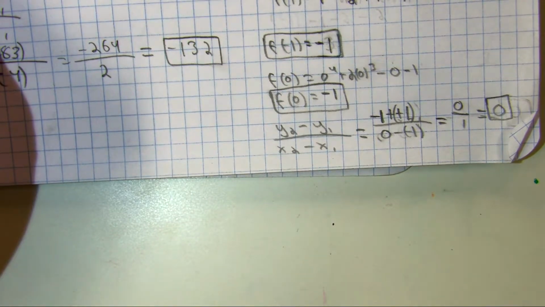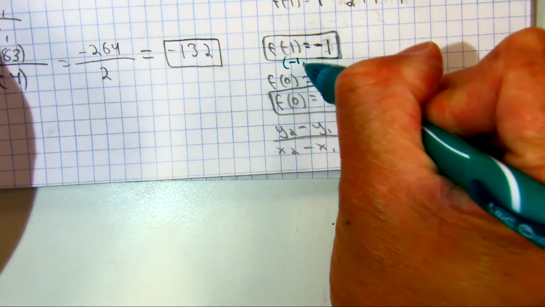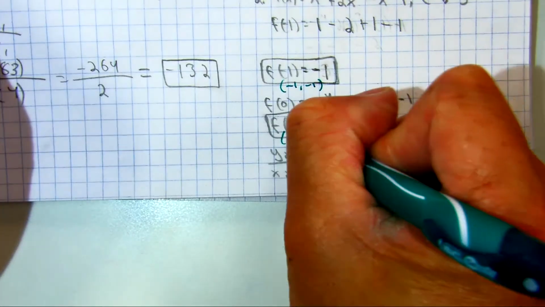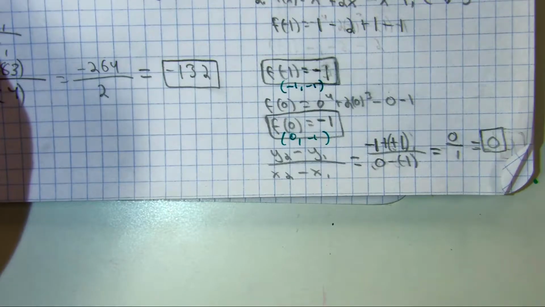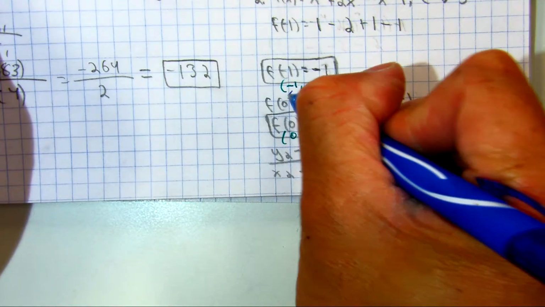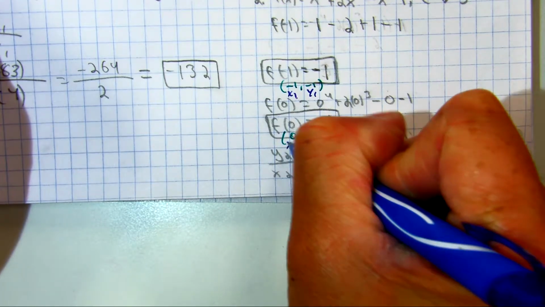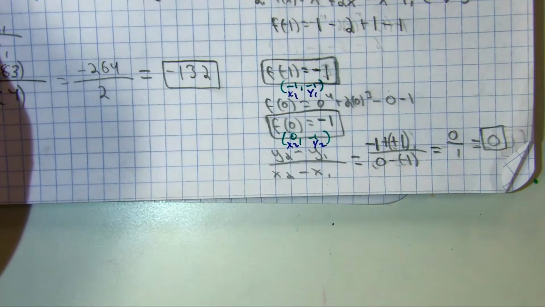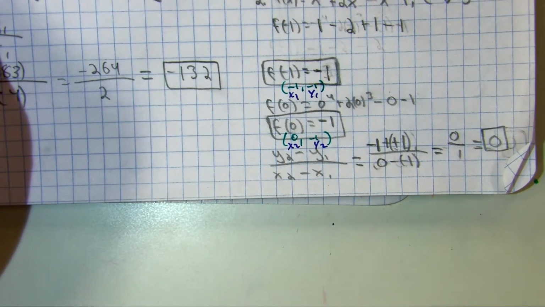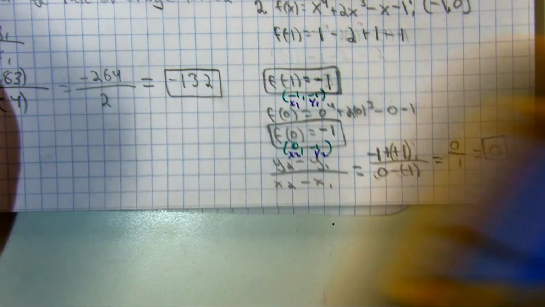Yeah, this student has the ordered pairs -1, -1 and 0, -1. Everyone say label. You should label things: x1, y1, x2, y2. Put into the slope formula, they got 0. Let's double check using our calculator.